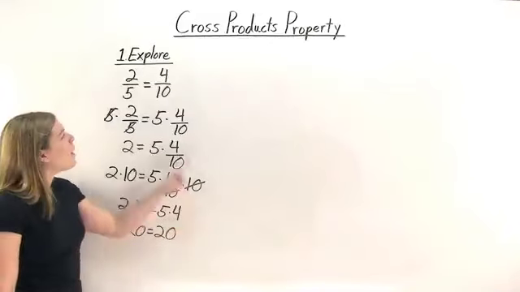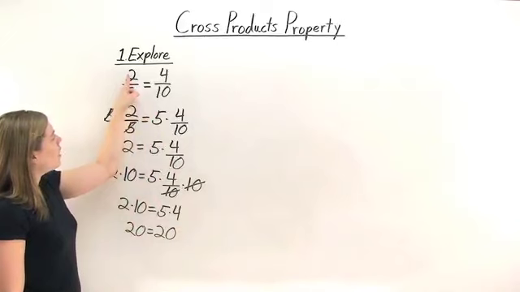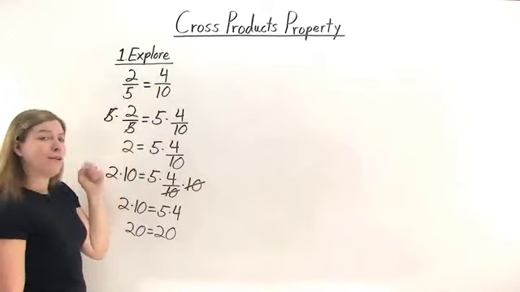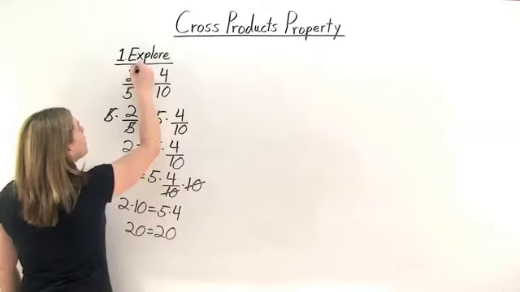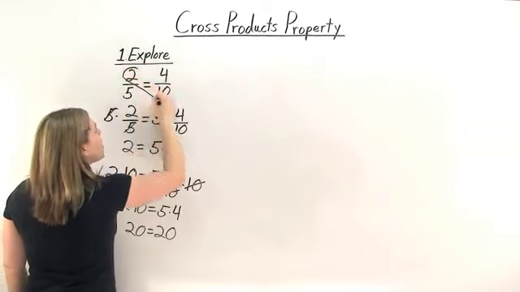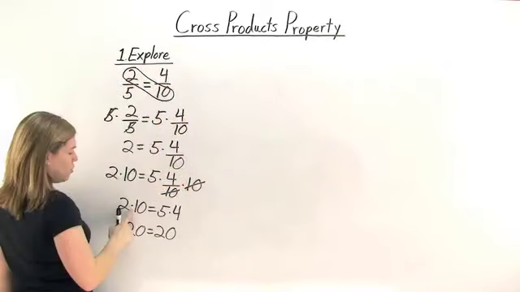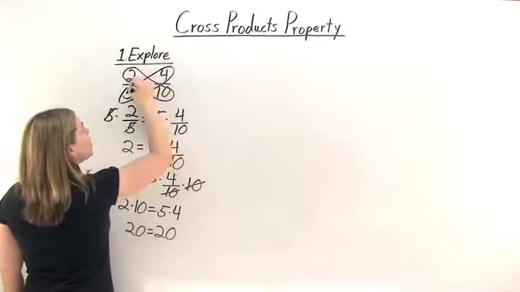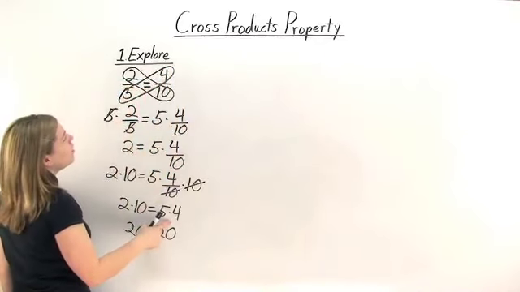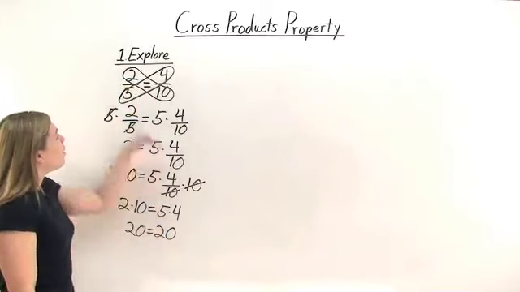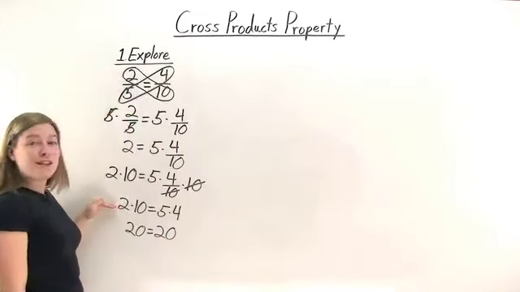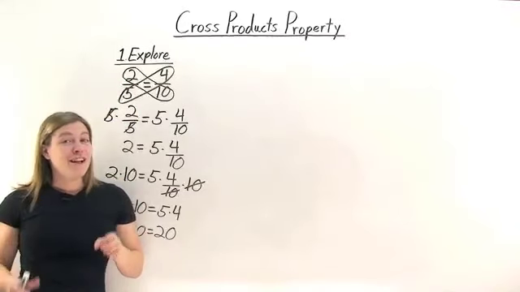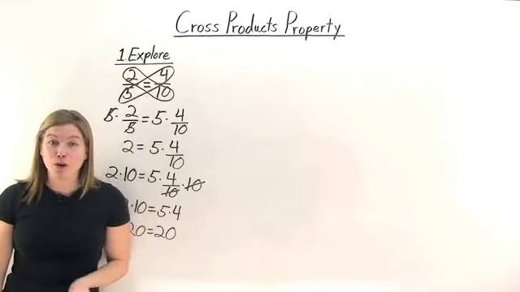Now if we take a look back at our original problem, here we have 2 and here we have 10. Here we have 5 and here we have 4. Now it looks like we could just take the numerator of this fraction times the denominator of this fraction, and we'll get 2 times 10. And if we take the denominator of this fraction times the numerator of this fraction, we'll get 5 times 4. That's a neat trick. We could go straight from our original problem down to this line without all this extra work. Neat trick. And you know, this trick will work for any proportion.